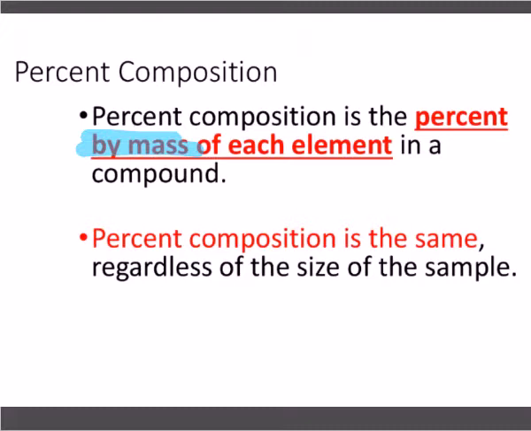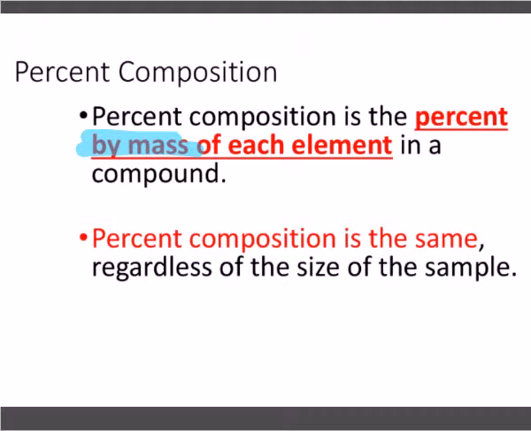Anytime you're ever asked to calculate a percent of anything, it's always part over whole times 100. So percent by mass of an element, the part is going to be the element you're looking for. The whole is going to be your entire compound's mass. One thing that's unique about percent composition, guys, is that it's the same regardless of the size of the sample. This goes way back to Unit 2 when we talked about the law of multiple proportions or definite proportions. It's the same no matter if you have one molecule of water or an ocean full of it.